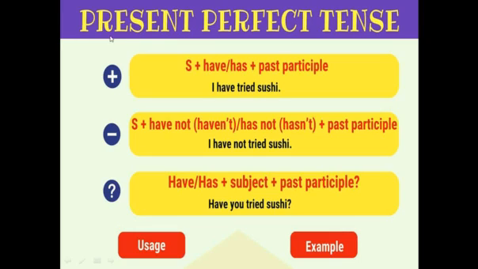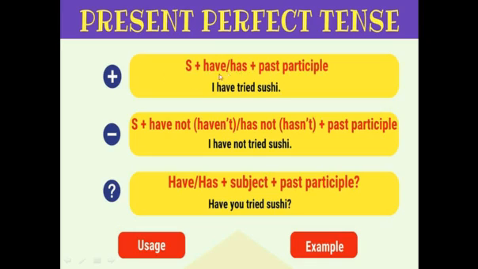Firstly, we're going to talk about the form of the present perfect tense in all types: affirmative, negative, and interrogative. To form the present perfect tense in the affirmative form, we need the auxiliary verb have or has plus past participle. Of course, we use have or has depending on the subject. If we have a plural subject, we put have. If we have a singular subject, we use has.